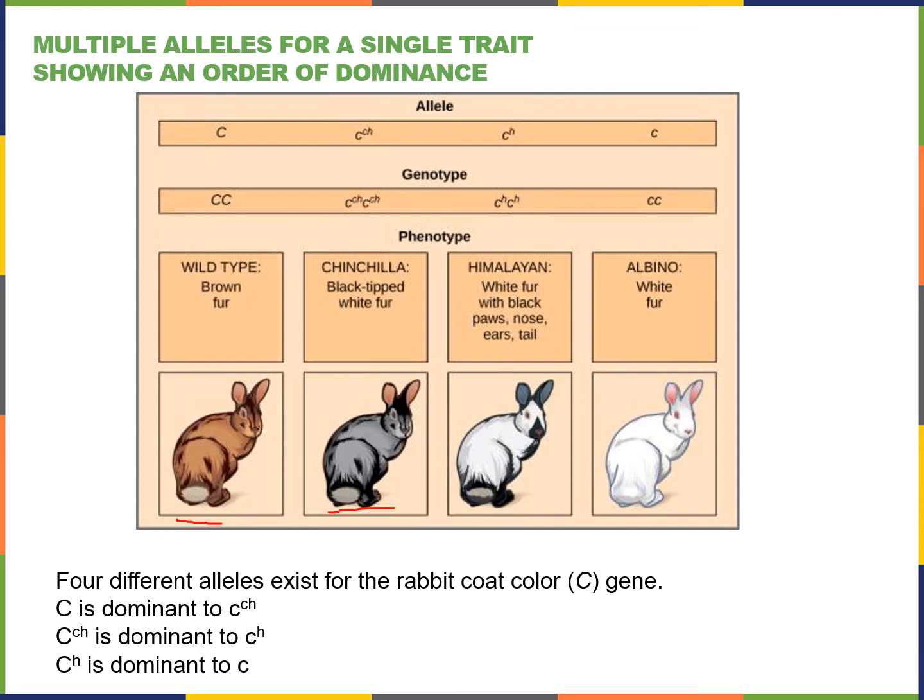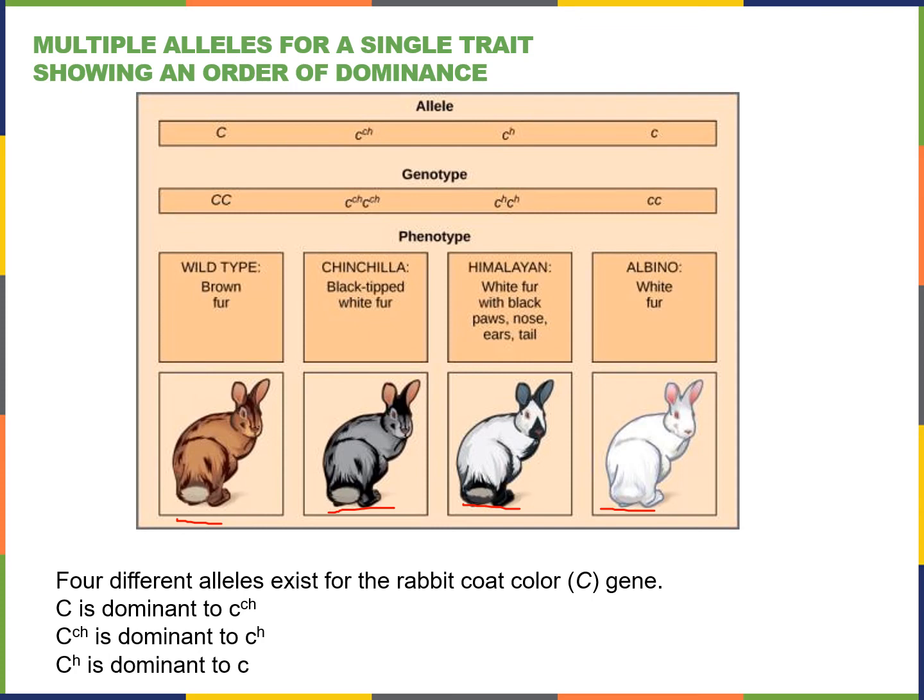The Himalayan phenotype, little ch, has black fur on the extremities and white fur elsewhere. And then finally we get into the albino rabbit. The albino rabbit has the colorless phenotype, and that's denoted by little c, and you see the white fur.